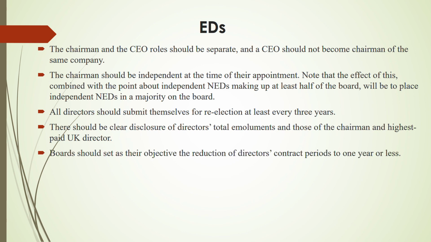Both should set as their objective the reduction of directors' contract period to 1 year or less. Right? Because if the same director is there in the company, they become familiar with the company, how they operate, and also it's easier for them to manipulate. They know all the rules and procedures. So they can play around. That's why it is better to reduce the contract period to 1 year or less. That's why this re-election is happening after every 3 years.